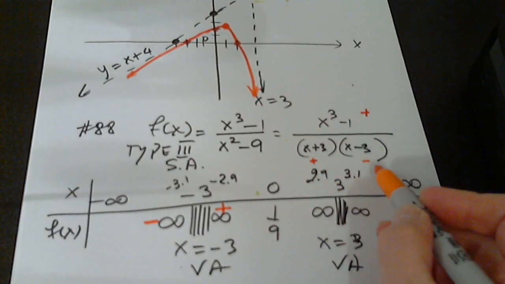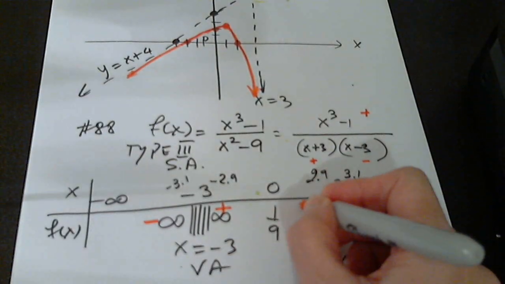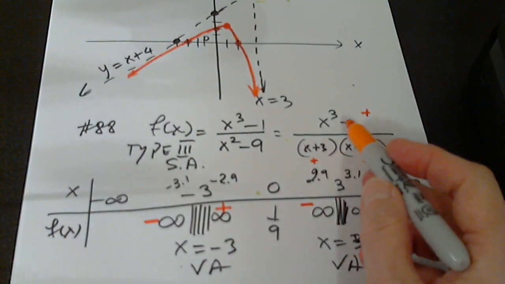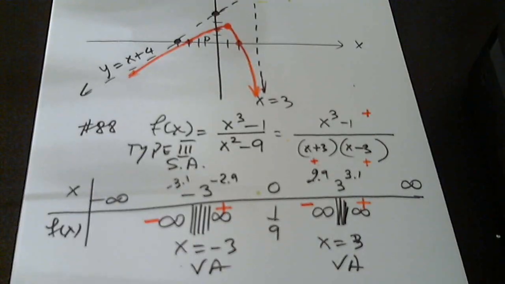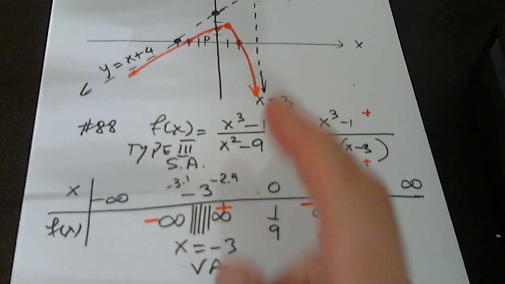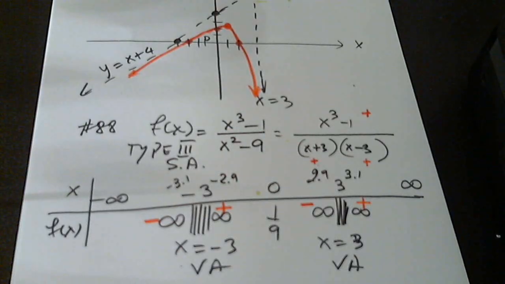This is positive, but this would go negative. Yes, I agree. With 3.1, this is positive, this is positive, this is positive. Good. Perfect. Now, when is this 0?